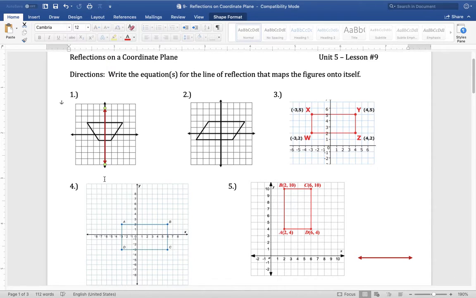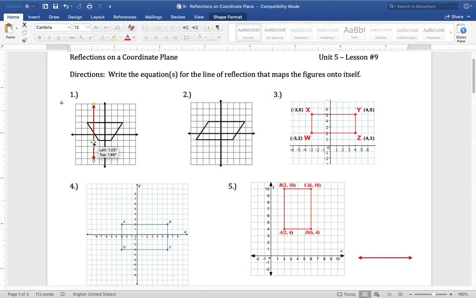Every line that is vertical on a graph has an equation of x equals a number. So this would be considered x equals 0 because it's going through the x-axis through 0. This line would be x equals 1. This would be x equals 2, 3, x equals 4, and so on. This would be x equals -1, x equals -2, and so on.